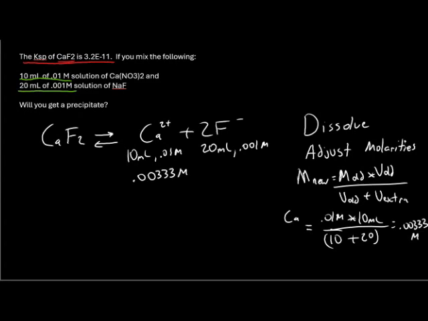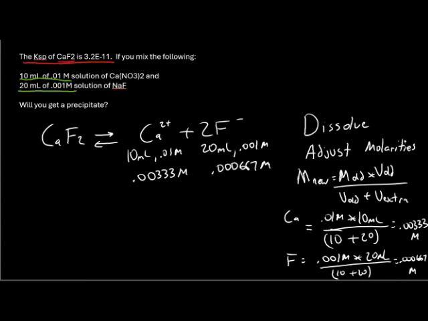Now we'll do the calculation for fluoride as well. We'll have 0.001 molarity that we started with underneath fluoride, multiply by 20 milliliters, and divide by 10 plus 20, once again the same volume. If we do that, we'll end up with 0.000667 molarity. We'll write that underneath fluoride.